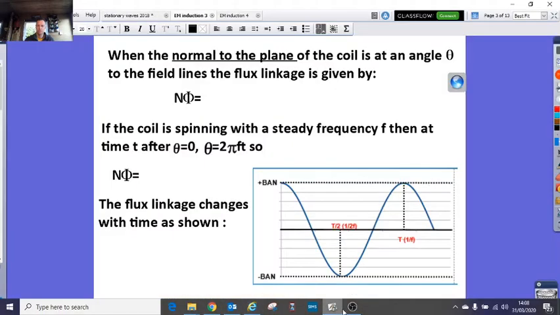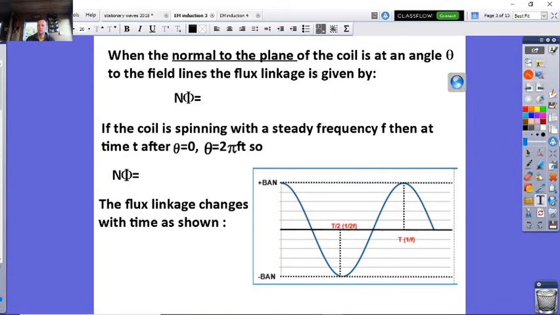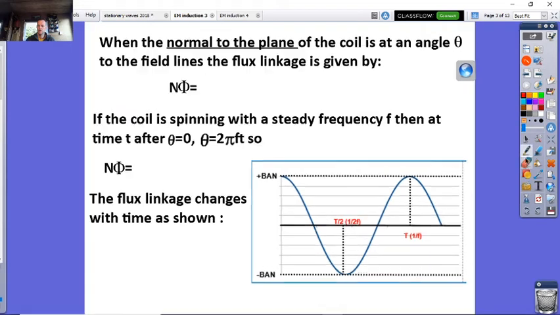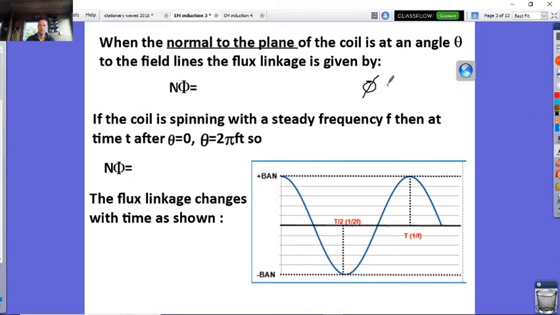Now, Robert, this is where this all comes in. You know already that phi is equal to BA. Therefore, N phi we say is BAN. Okay, now here, as shown before, is a sinusoidal waveform where you go to plus BAN and minus BAN, but you can see here this is a cosine function.